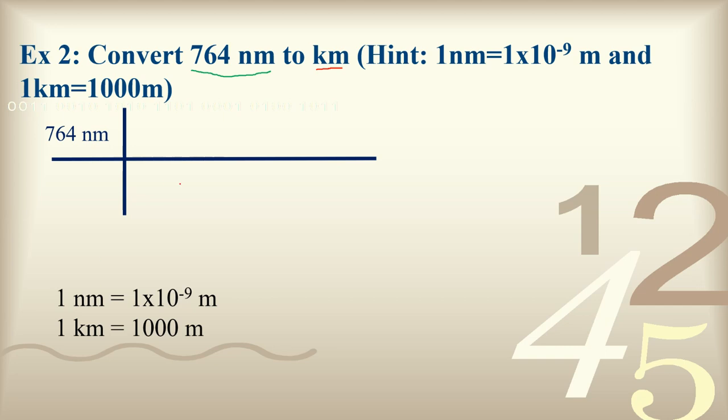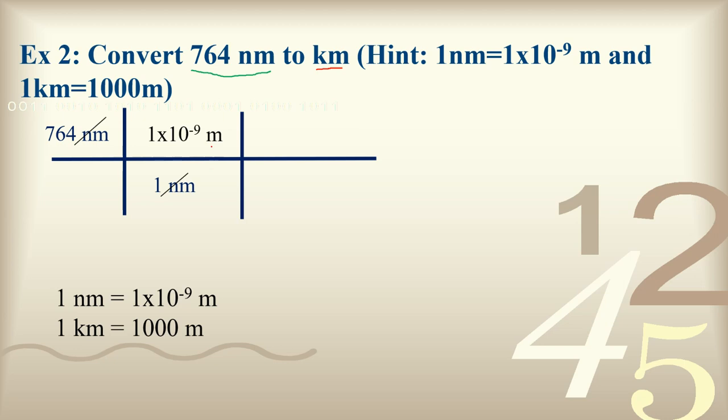So that means that we want to put nanometers down here on the bottom. And so the number that goes with nanometers is 1. So we'll put the 1 nanometer on the bottom. And then we'll finish that conversion factor out with the 1 times 10 to the negative 9th meters. Since I have nanometers on the top, nanometers on the bottom, those cancel. My new unit is meters.